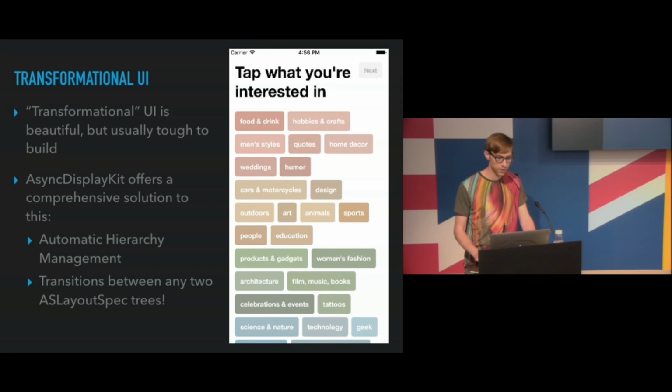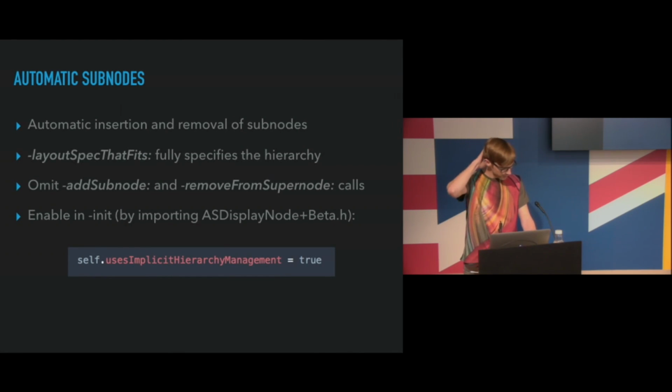So AsyncDisplayKit wanted to approach this problem and has two angles to solve it. The first is automatic management of the subnode hierarchy, and then, building on that, transitions between any two ASLayoutSpecs. So let's break that down.